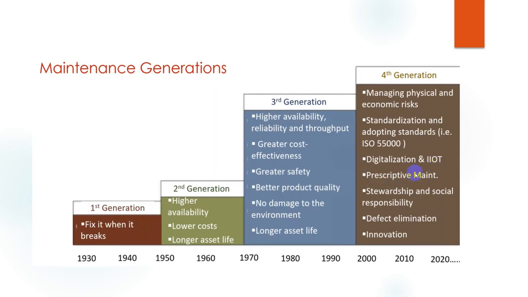Prescriptive maintenance. You're doing maintenance not only when it has failed, not only by preventive maintenance, not even only by condition monitoring, but you're doing this prescriptive maintenance, considering root cause analysis, considering risk-based inspection, considering many things in maintenance activity.